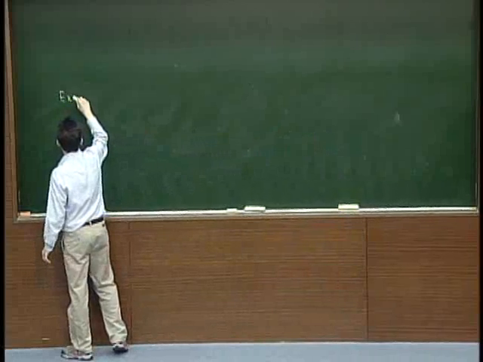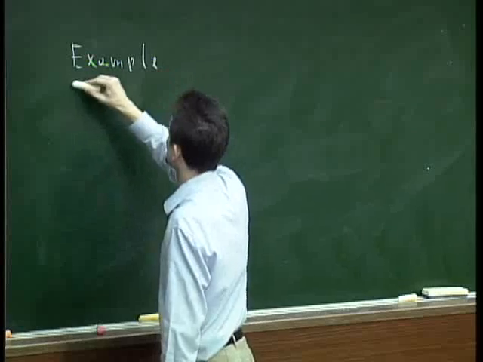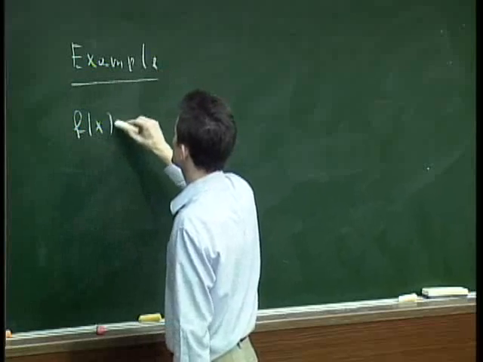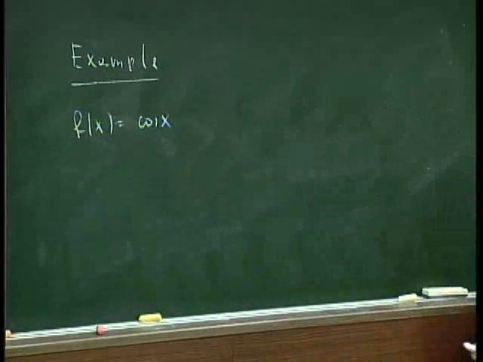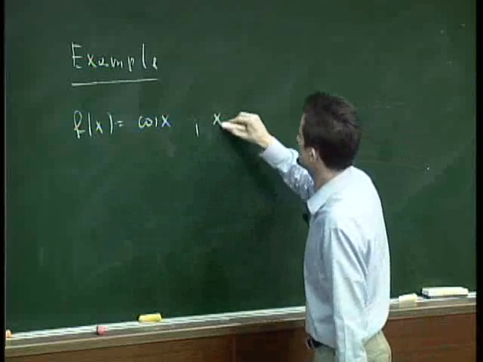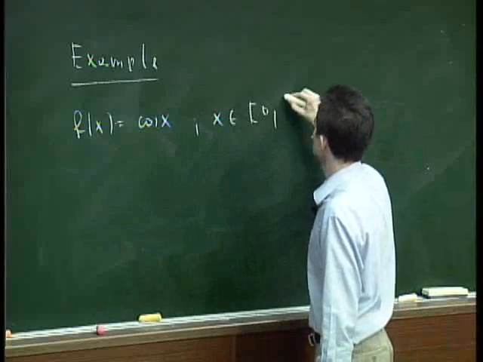So for instance, let's look at the cosine. And let's say the interval is 0 to pi half.